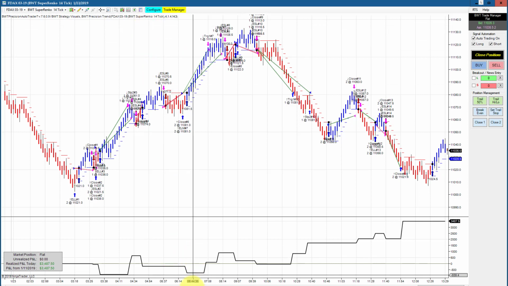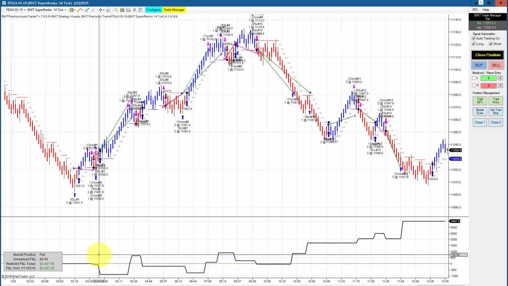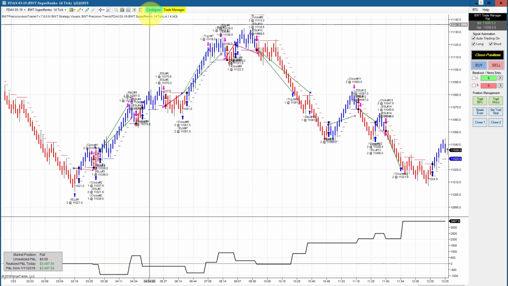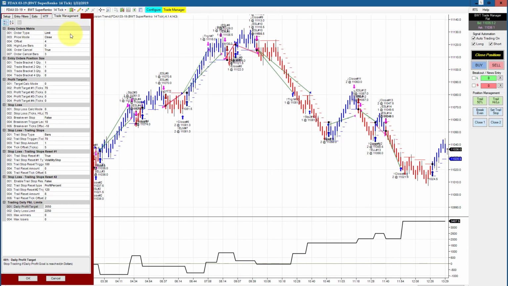One of the reasons I plot the equity curve to start flat at the beginning of every session is that by looking at this you can get some valuable information. For example, our drawdown was $900. That's only $450 a contract. Here my loss limit is $22.50 or $11.25 a contract.